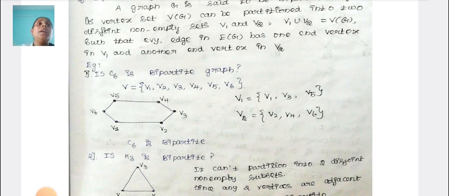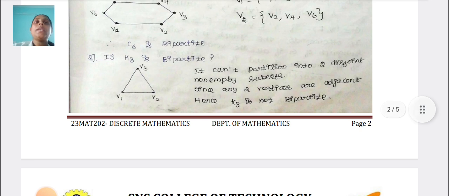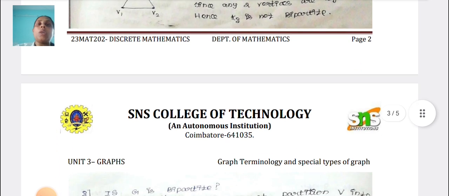In this V1, we are selecting V1, V3 and V5. Here V2 is V2, V4 and V6. So it is a bipartite graph. Okay, next example. In this triangle, it cannot be partitioned into disjoint non-empty subsets since any two vertices are adjacent. Hence, the triangle is not bipartite.